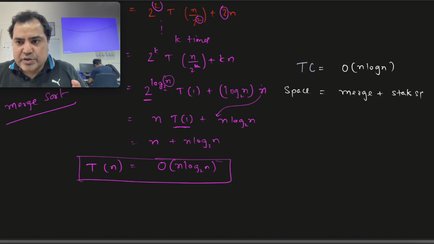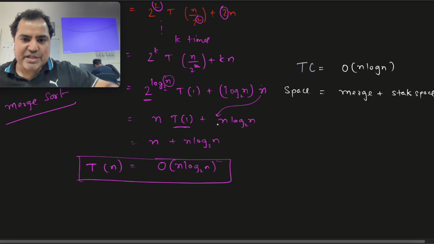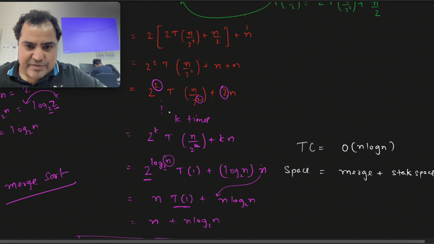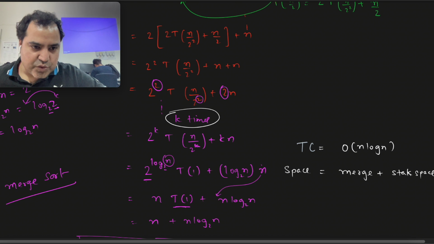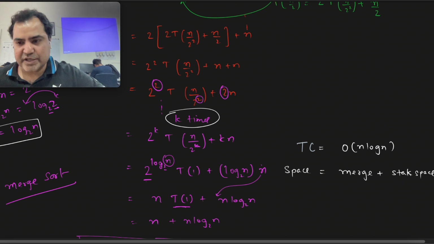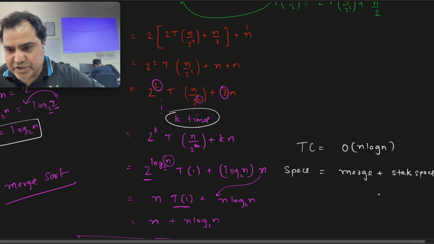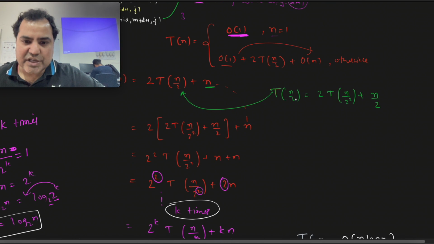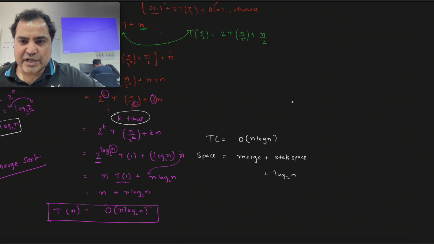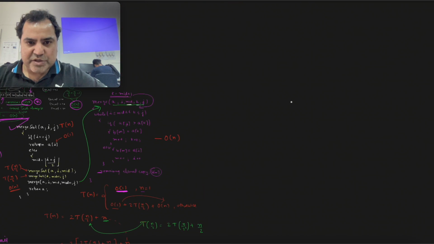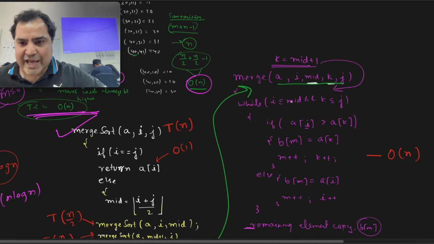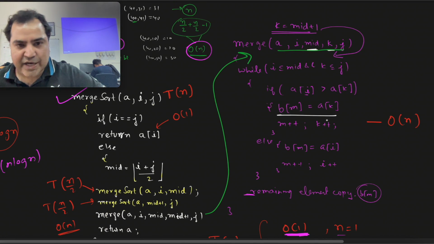right? So stack space is the space for the k times when we ran it, right? So this is stack space only. So this is log to the base 2 of n. But remember, we have seen in the merge algorithm that this algorithm is taking an extra array, right? We are storing in an extra array, right?